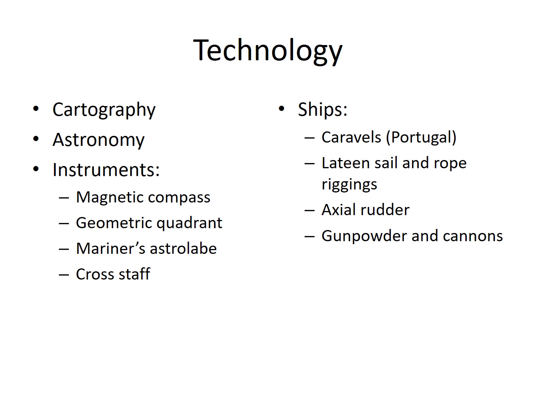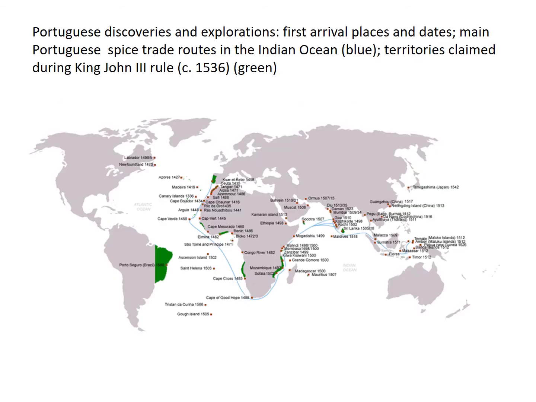New ships being built, the caravels were built by Portugal. They had the lateen sail and rope riggings that made the ships faster. Axial rudders helped them to steer better, knowing where they were, being able to steer the ship better, and of course, gunpowder and cannons, when they come into contact with others, helped make them dominant on the seas and on land. The Portuguese discoveries and explorations, of course, the first arrival places and dates.